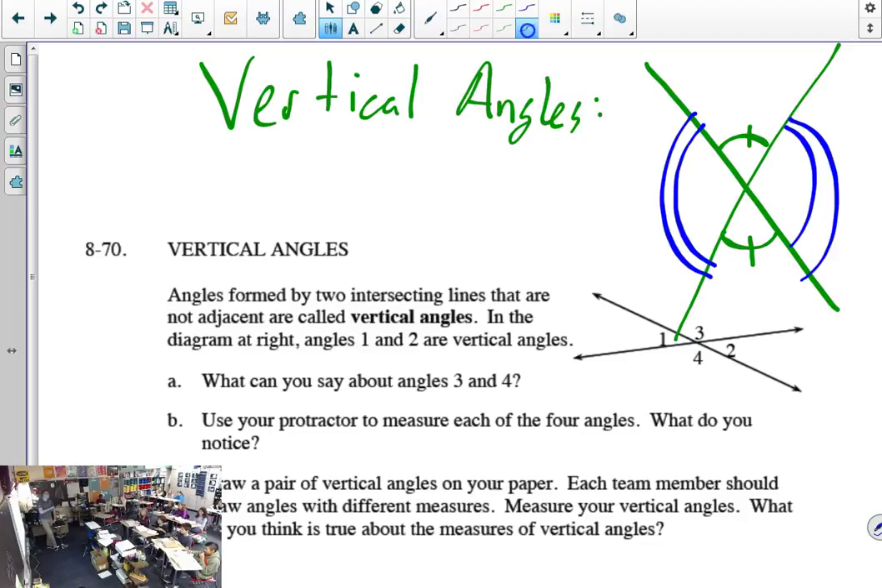I still have till 9:05. We're okay, guys. So green's vertical with each other, blue's vertical with each other. Two straight lines, the angles that are opposite each other.